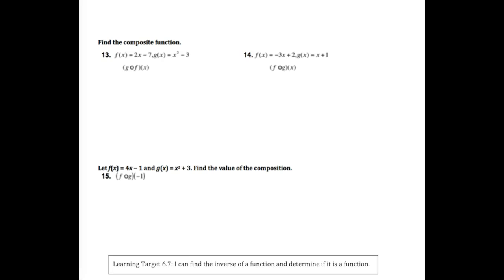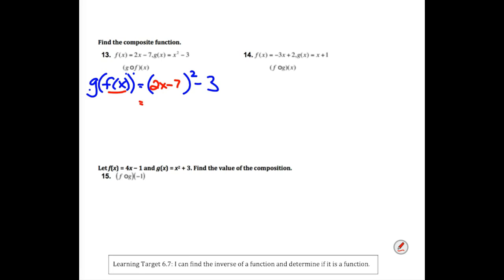Question 13 asks us to find a composite. Make sure you're watching the order because this is asking us to do g of f. Another way to write that would be like this. Okay, so we're going to start with function g, which was x squared minus 3, so something squared minus 3. And then what we're dumping into it is function f. So f was 2x minus 7. Then we have to square that.